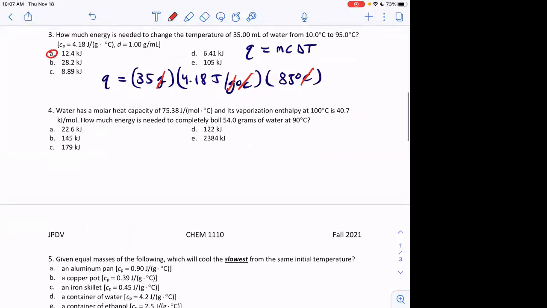Water has a molar heat capacity of 75.38 joules per mole degree C. And its vaporization enthalpy at 100 degrees C is 40.7 kilojoules per mole. How much energy is needed to completely boil 54 grams of water at 90 degrees C? Someone tell me what I need to do, or at least start me.